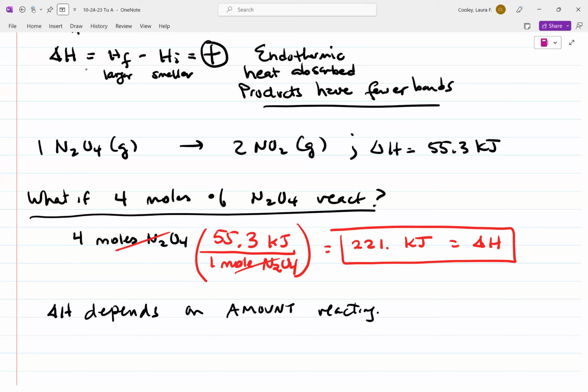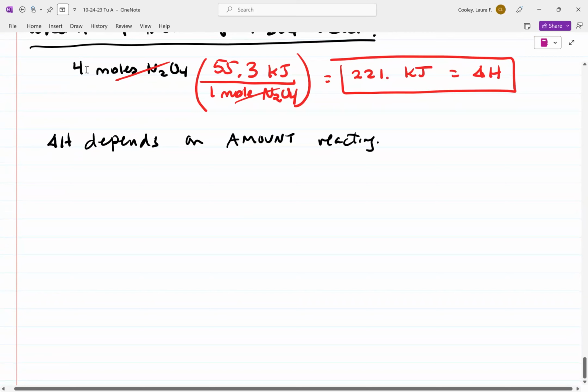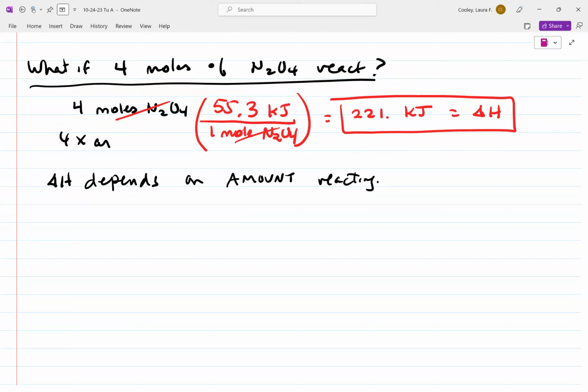Yeah, I looked it up in a chart of enthalpies. Yeah, there's many ways to do it. Okay, so 4 times as much N2O4 reacted, so I had 4 times as much heat absorbed.